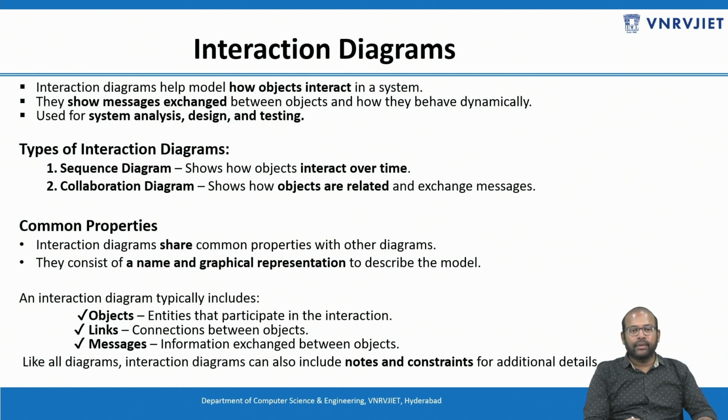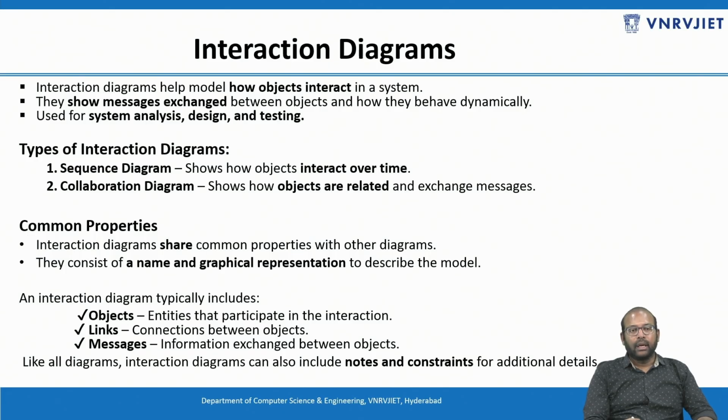Coming to the sequence diagram, it shows how objects interact over time. It is purely focusing on the flow of control by time-ordered messages. Coming to the collaboration diagram, it shows how objects are related and exchanging messages. It is concentrating on the flow of control by organization.